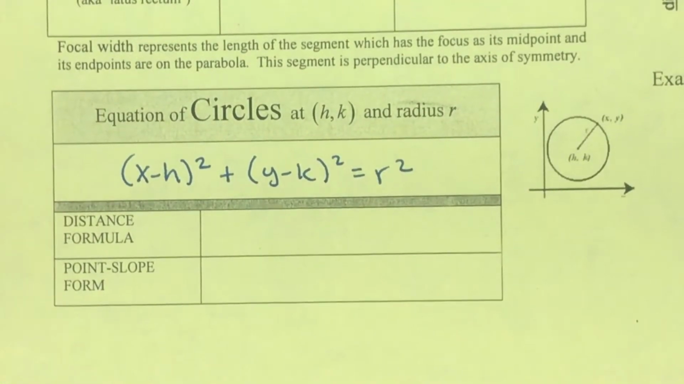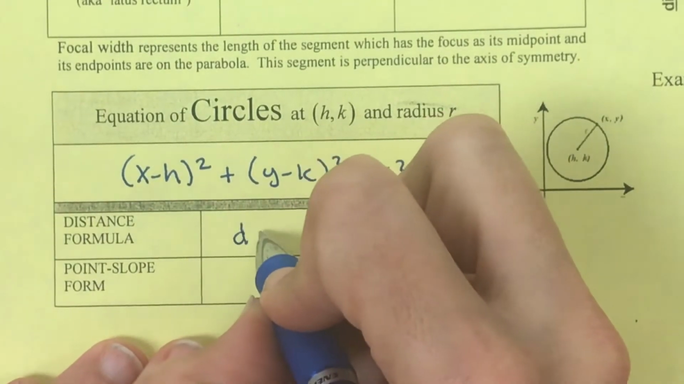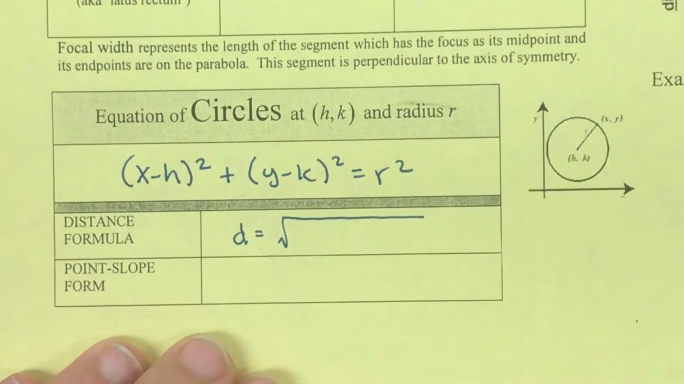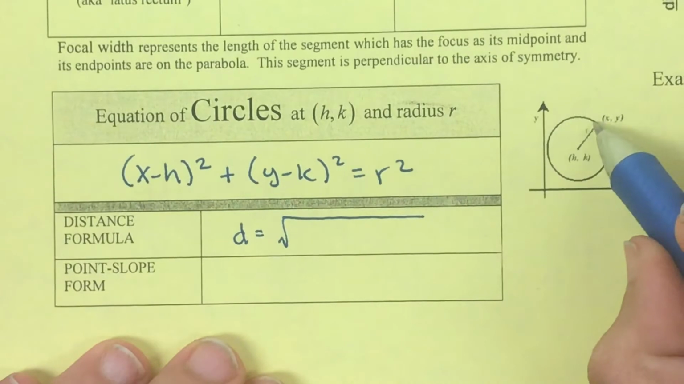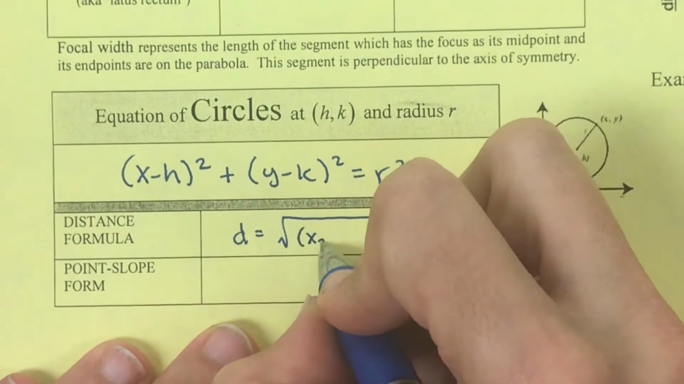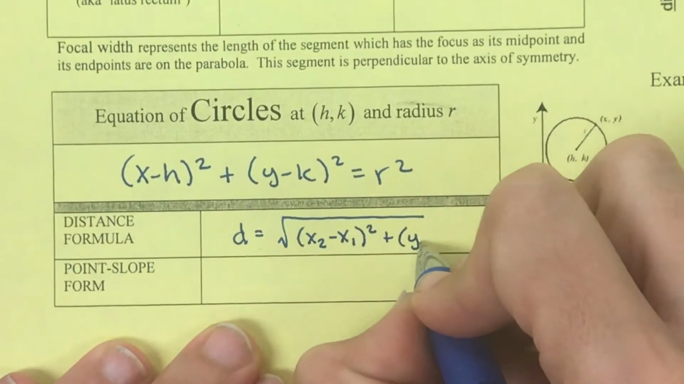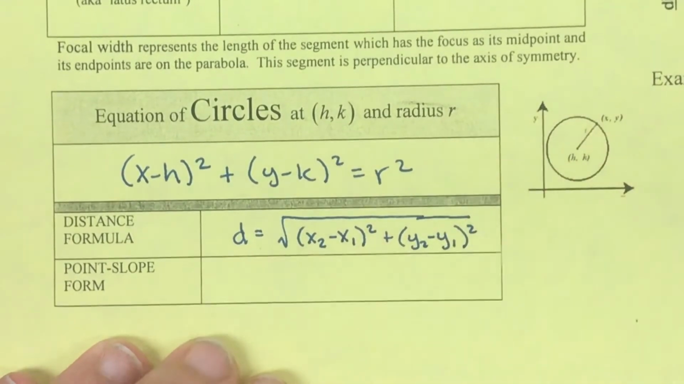And with circles, you're also going to need to know the distance formula. The distance between two points, which could be two points on a circle or between the center and a point on the circle. The distance formula is the square root of (x sub 2 minus x sub 1) squared plus (y sub 2 minus y sub 1) squared.